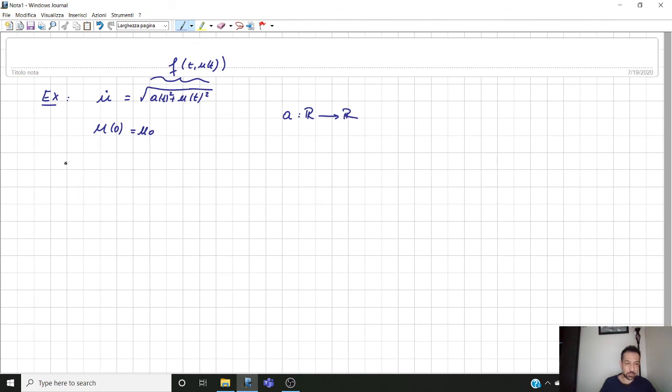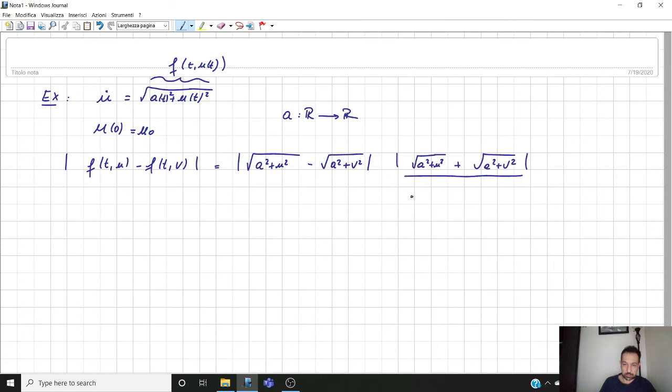To prove that, let's estimate the difference between f of t, u minus f of t, v for two functions u and v. This quantity is equal to the square root of A squared plus u squared minus the square root of A squared plus v squared. Now what we can do is multiply and divide by the square root of A squared plus u squared plus the square root of A squared plus v squared. So here we have this product.